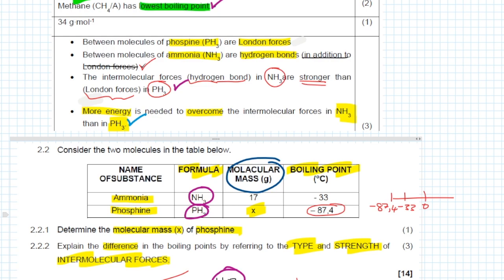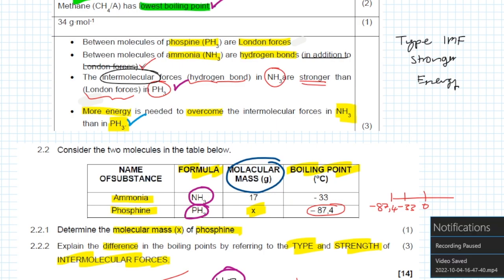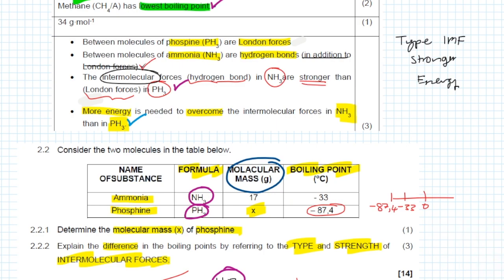Whenever we answer questions about intermolecular forces, we try to state the type of intermolecular forces, which one is stronger, and we state the energy needed to overcome not the bonds but the intermolecular forces. Bonds are intramolecular forces, and the intermolecular forces that we're dealing with here don't exist inside of the molecule but between different molecules.